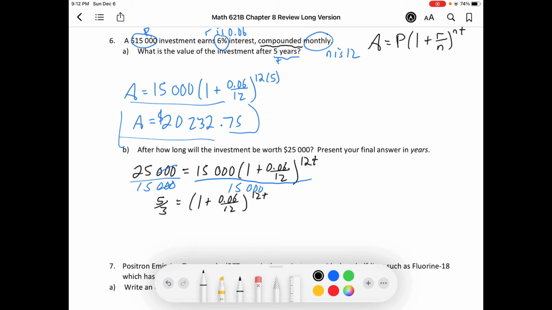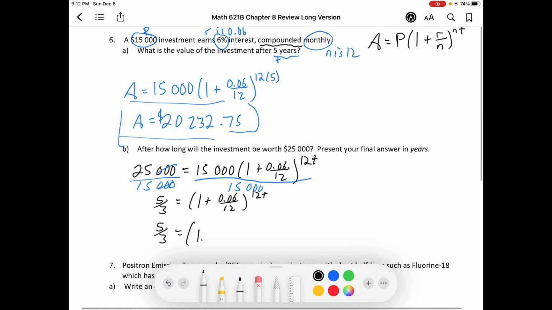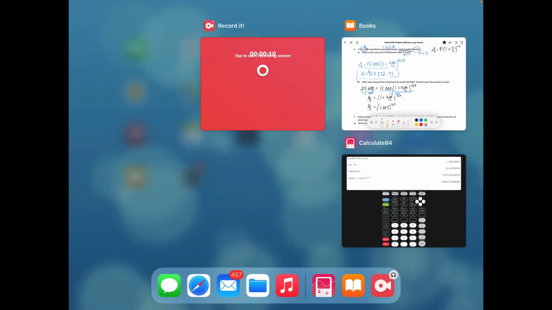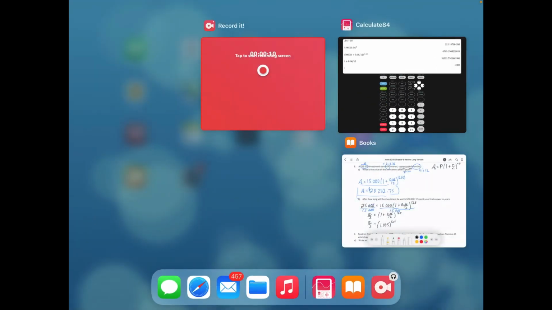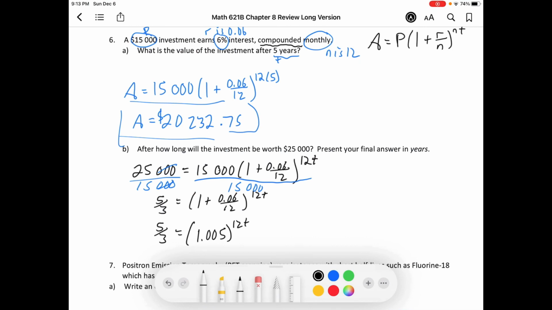I also find at this stage that if you can, sometimes people like to actually figure out what's going on in that bracket and write it just as a number. So 0.06 divided by 12 is going to give us 0.005, so I can rewrite this in this way. You could figure that out in your calculator like this: 1 plus 0.06 divided by 12. Hey, yo, there it is. Now it just looks a little less daunting to me, so I think that's a win.